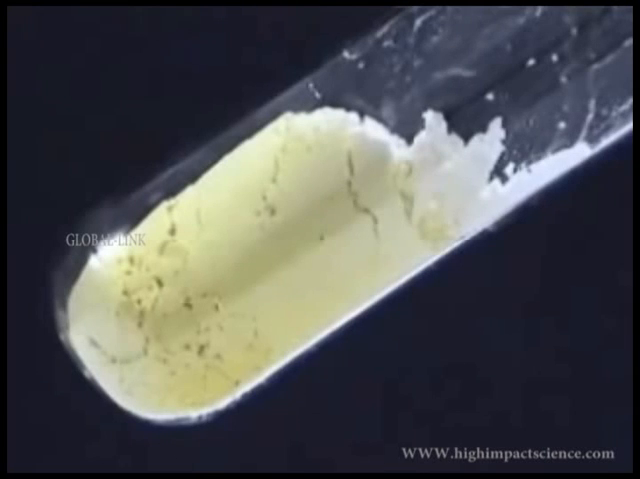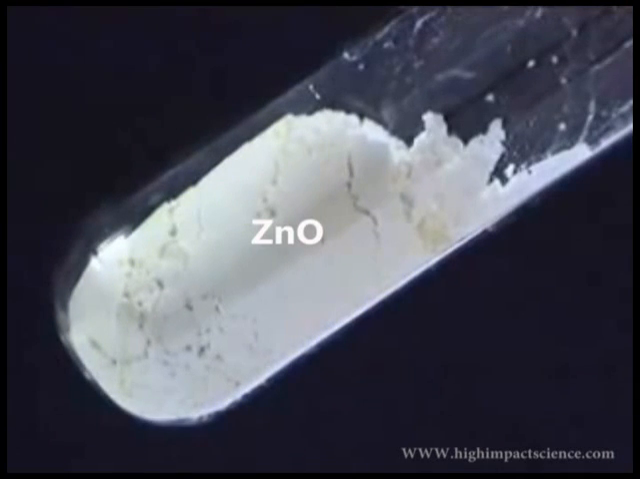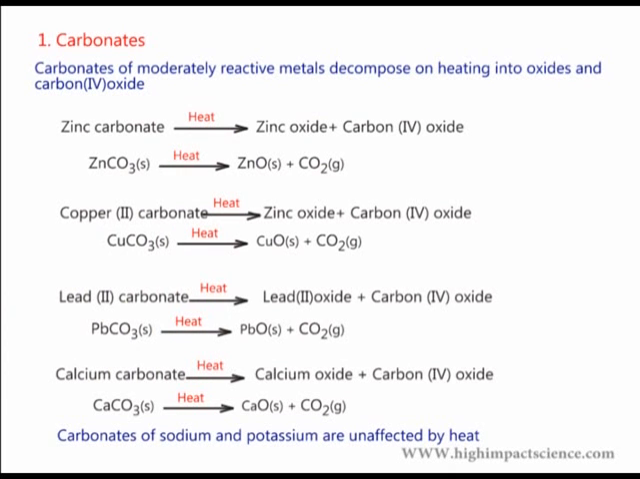On cooling, the yellow solid turns white, although at this point no further changes are taking place. This solid is zinc oxide. And so all carbonates of moderately reactive metals decompose on heating into metal oxides and carbon dioxide. Carbonates of highly reactive metals like sodium and potassium are not affected by heat.